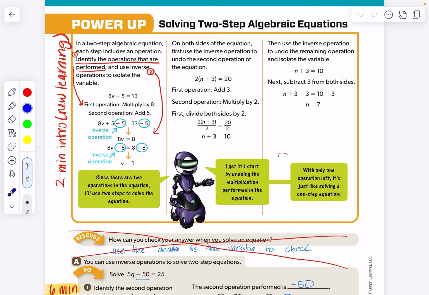Note that the v is still not isolated. It is still being connected to the 8 by way of multiplication. And so in order to undo that, we have to divide by 8 on both sides. So when we divide by 8 on both sides, we end up with v is equal to 1.